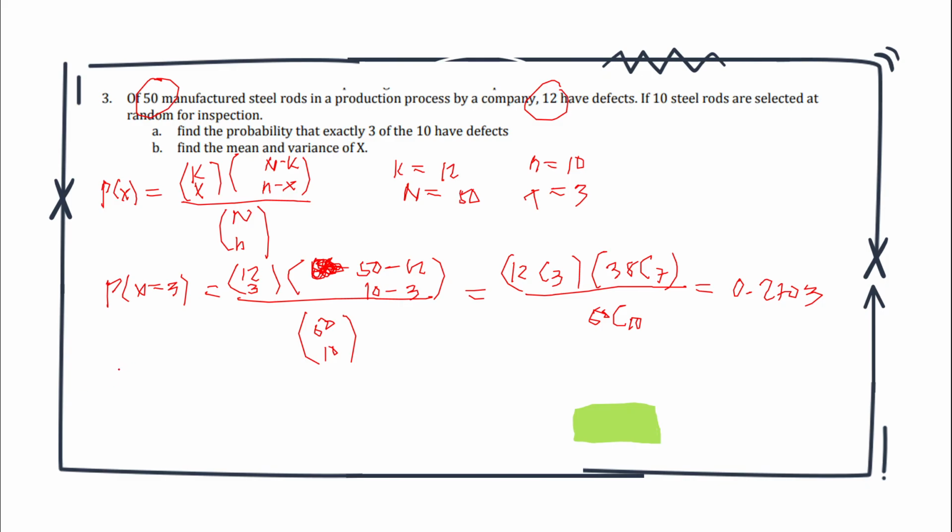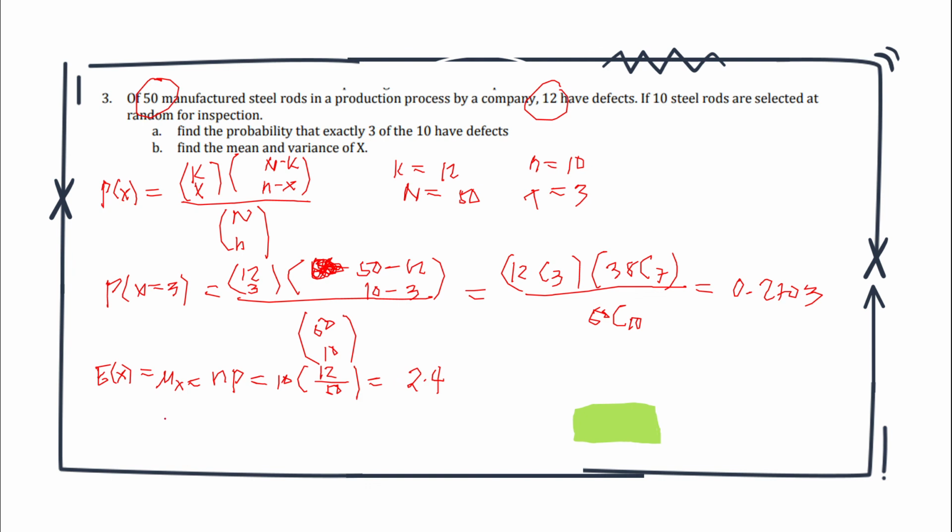And next problem is find the mean and the variance. So how to find the mean? So mean, E of X or mu x, is equal to n times p. What is our n? Our n is equal to 10. Our p is k over N, 12 over 50. So therefore we have here 10 times 12 over 50 that is equal to 2.4. Okay, so this is the mean.